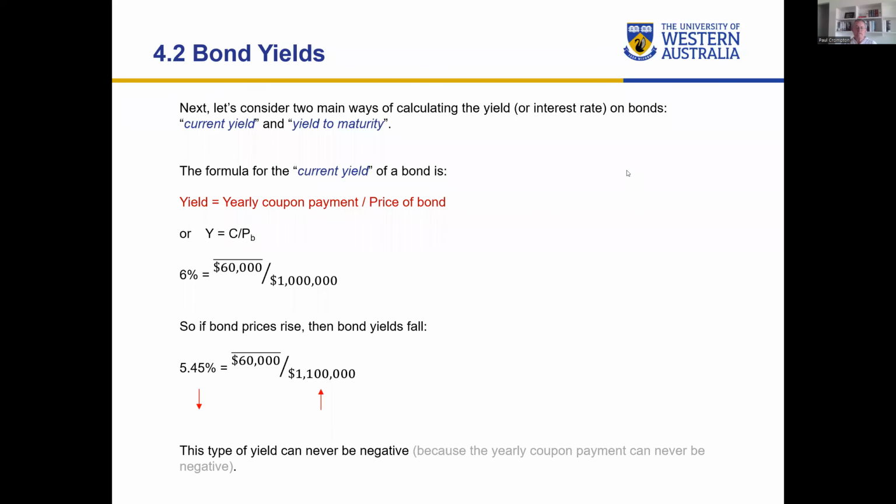Topic 4.2, and it's time to look at bond yields. Yields is another word for interest rates in a sense, but when we're dealing with bonds, a lot of people do use the words yield and interest rates interchangeably, but technically these are yields, not interest rates.